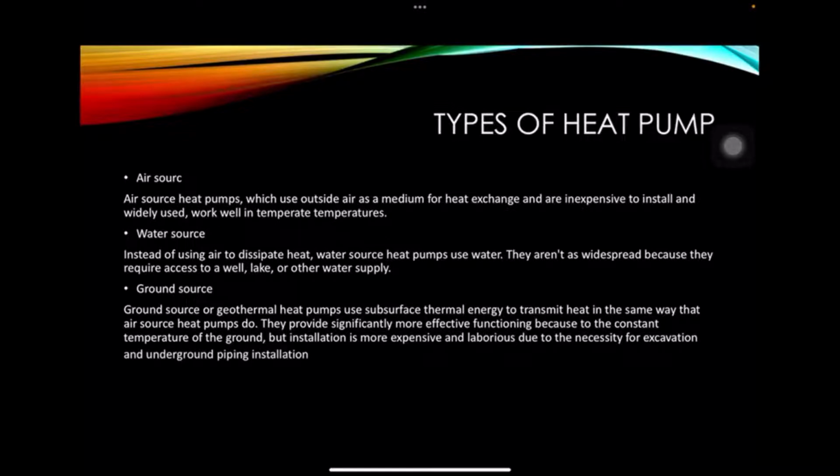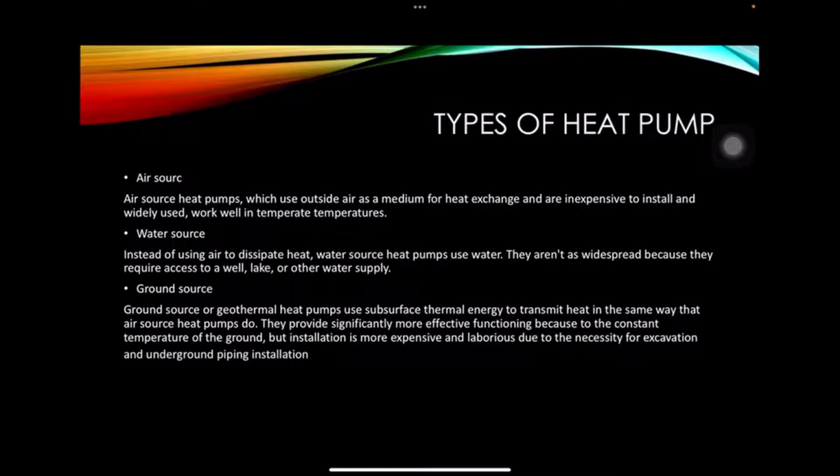And next is the types of heat pump. There are basically three types. The first is air source, which uses air as its thermal energy transfer medium. It is cheap and also easy to install. It works well in any temperature. It is widely used and easy to operate.